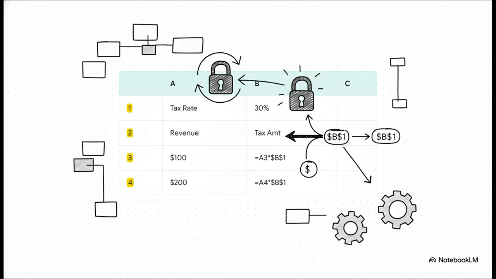But what if you have one single number, like a tax rate, that you want to apply to everything? Look at cell B1. That 30% is our main assumption. So in our formula, we take the revenue from A3, but we multiply it by B1. And notice those dollar signs, $B$1. That locks it in. So when we copy this formula down, the A3 part correctly changes to A4, but the reference to B1, it stays put, it's anchored. This, right here, is the core of building models based on assumptions.